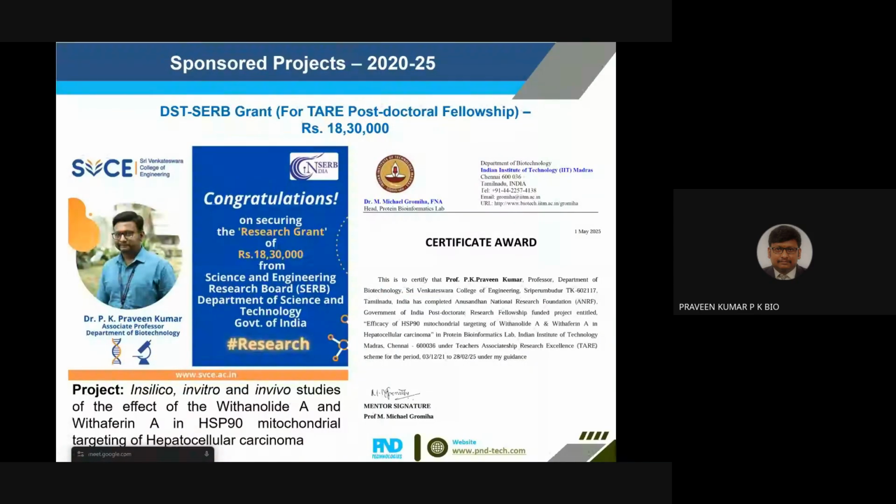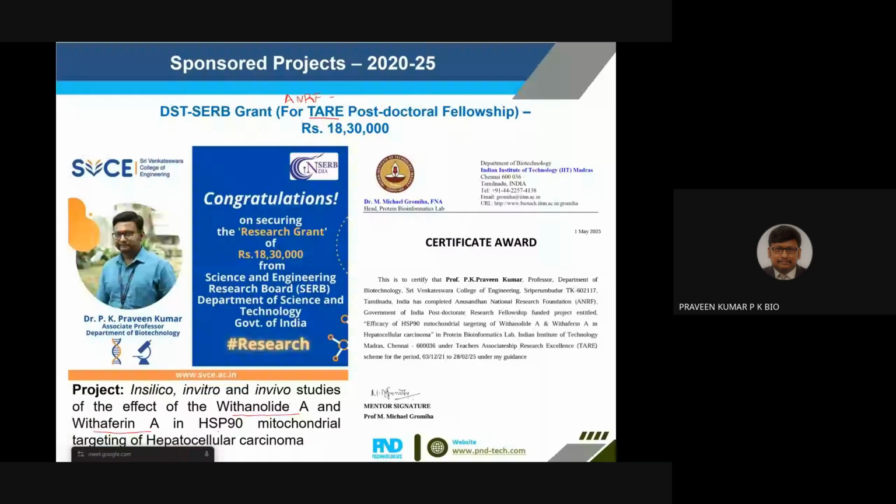Related to sponsored projects, this is the recent project I completed from IIT Madras. This is a project funded by ANRF, under the TARE scheme. This is a postdoctoral associateship. I worked on in silico, in vitro, and in vivo studies on the effect of plant compounds like withanoside A and withaferin A. These plant compounds are steroidal lactone compounds from a plant called ashwagandha, Withania somnifera.